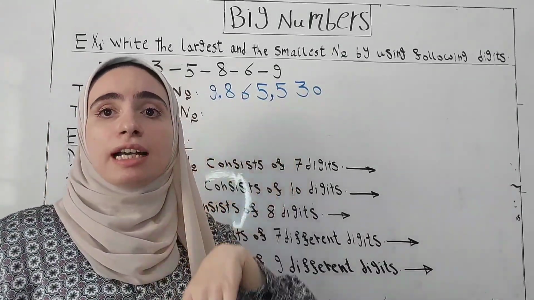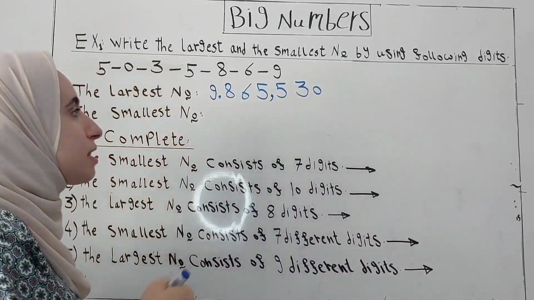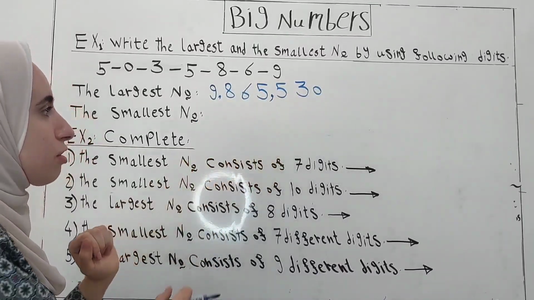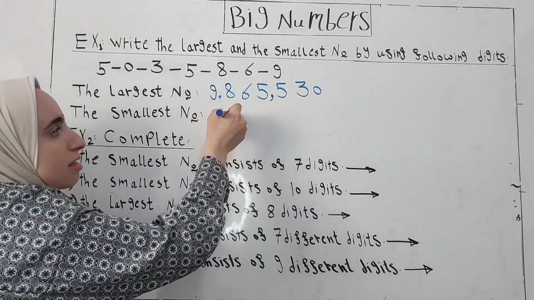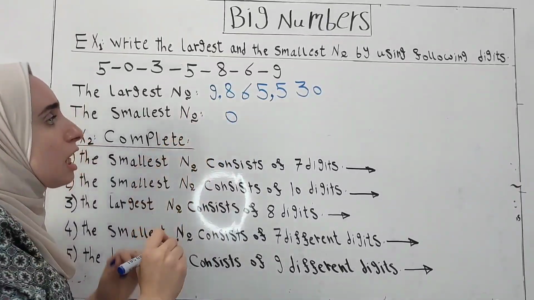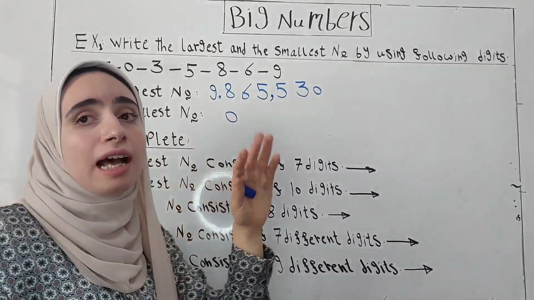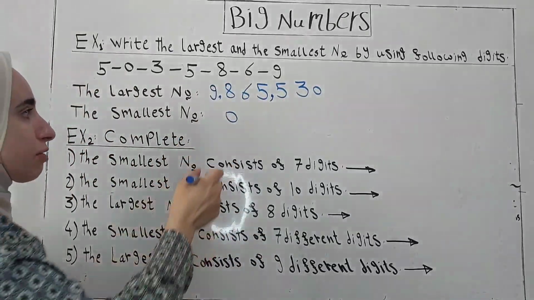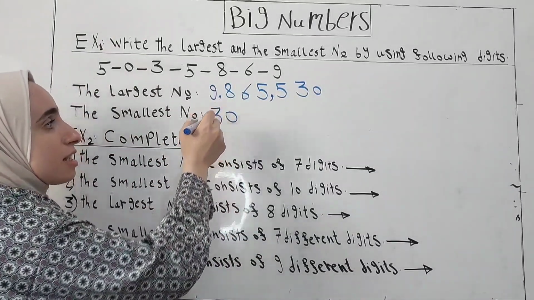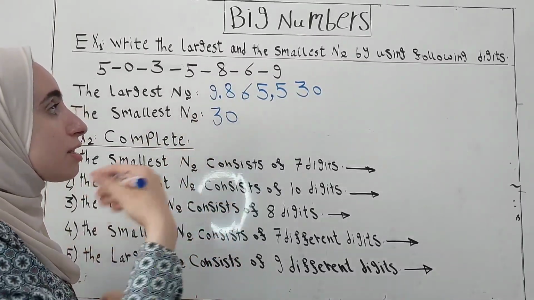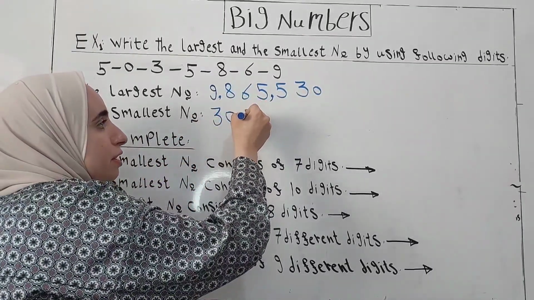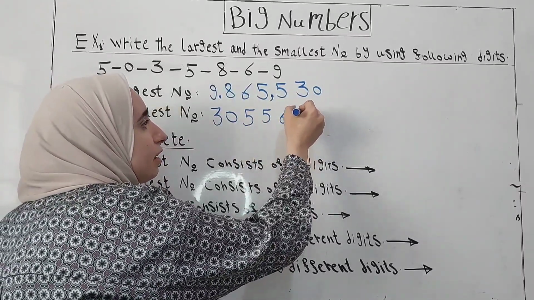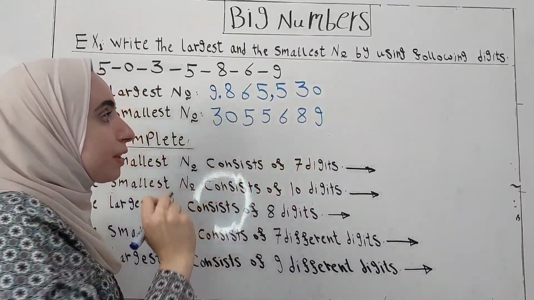Now we need to write the smallest number. We start from the left and put the smallest digit. The smallest digit is 0, but 0 on the left has no value. So we put the next smaller digit, which is 3, then we put 0. Then we complete with 5, then 5, then 6, then 8, then 9.